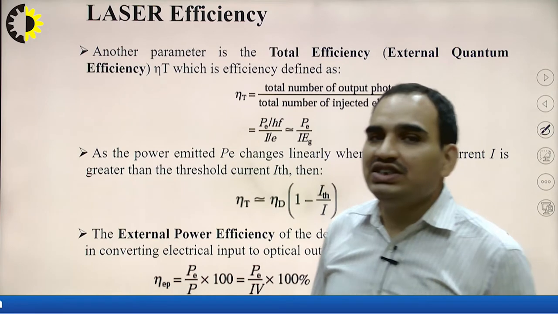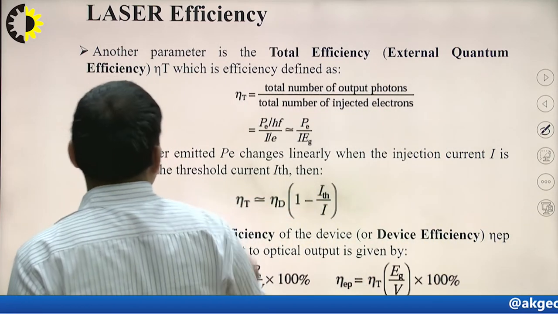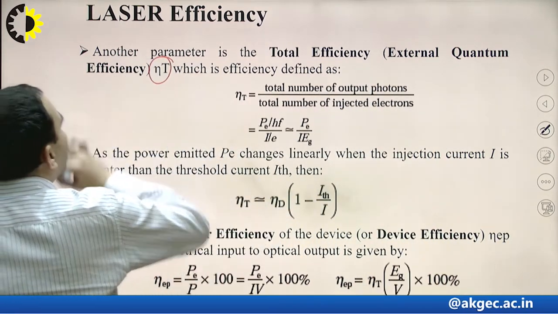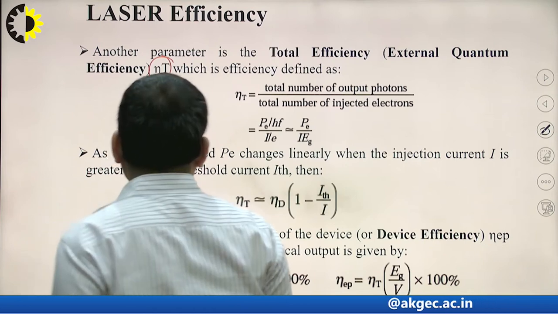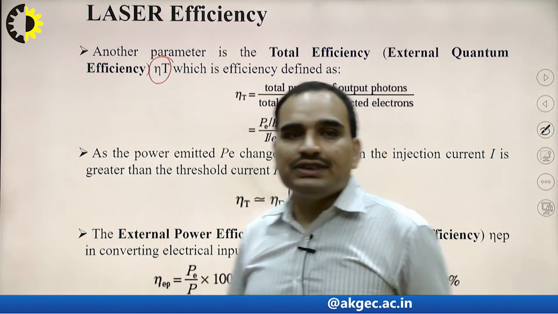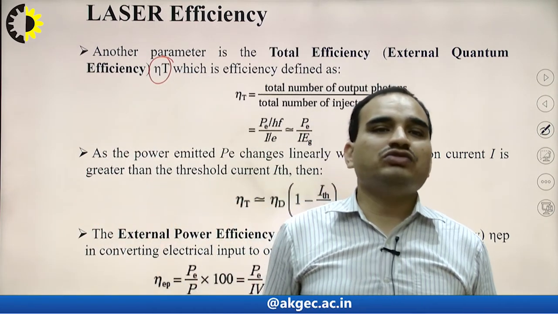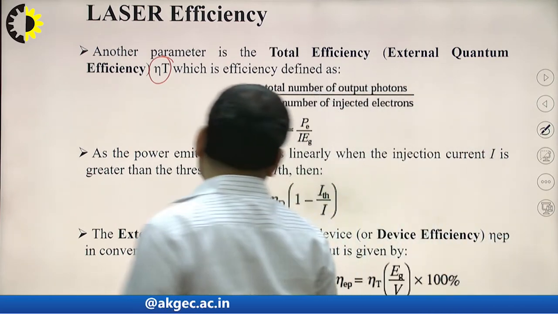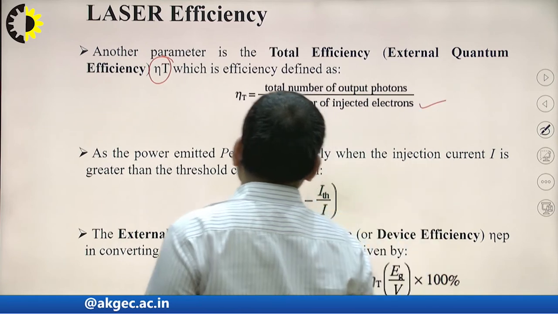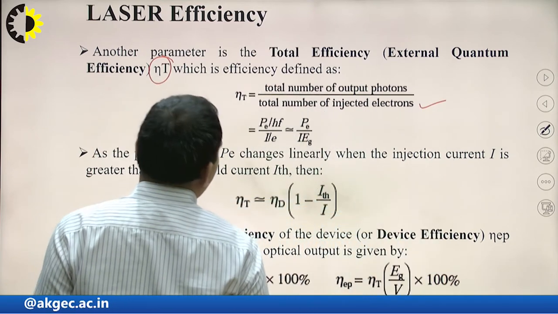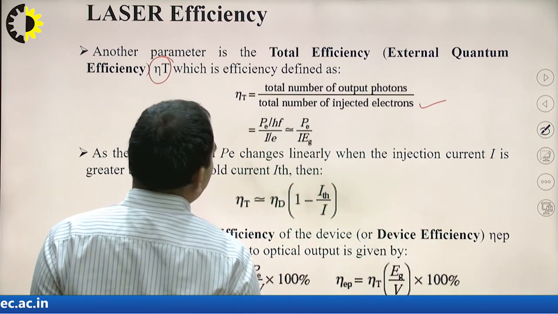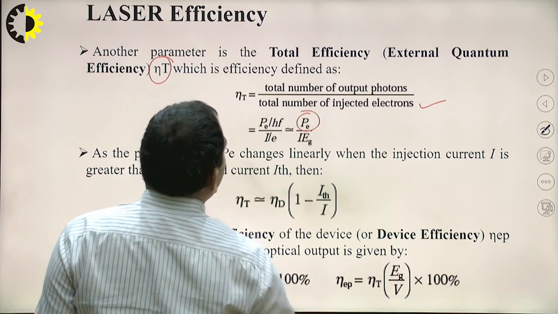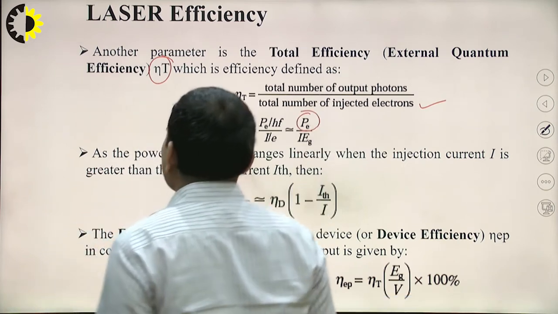Another parameter is the total efficiency. The total efficiency, that is the external quantum efficiency given by eta t, is defined as the total number of output photons divided by the total number of injected electrons. That is given by (Pe/hf) divided by (I/e). So we have the external power Pe divided by I times e.